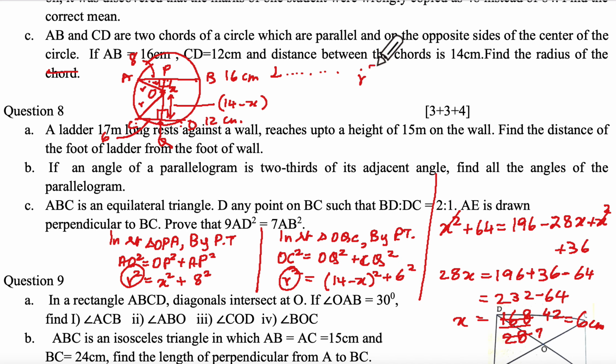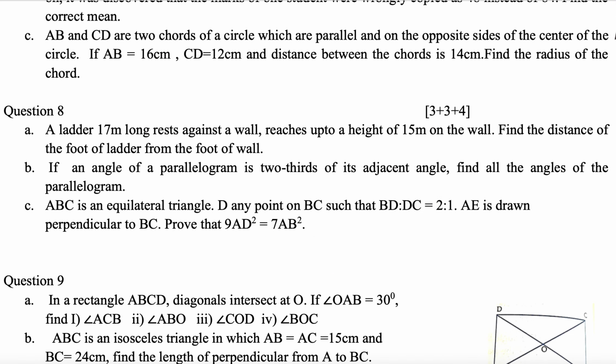So what is my r square? Is 6 square plus 8 square, which will be 36 plus 64. So r will be equal to root of that, means root of 100, so 10 centimeter. I've just skipped a few steps, that is why it's like so.